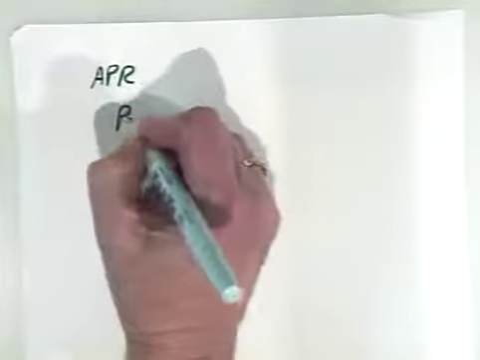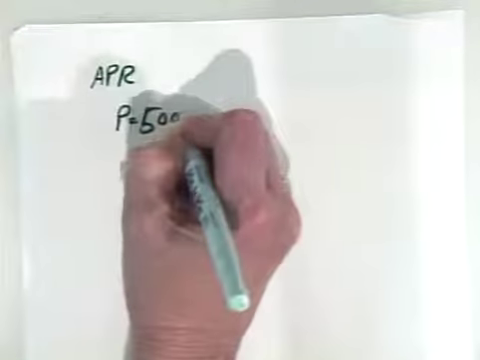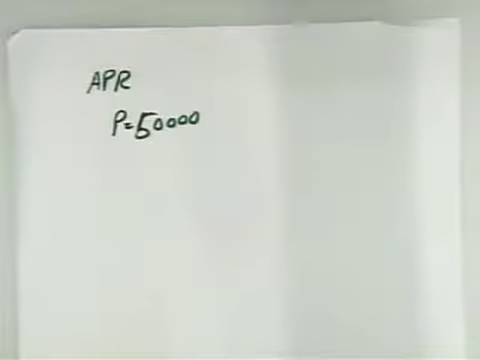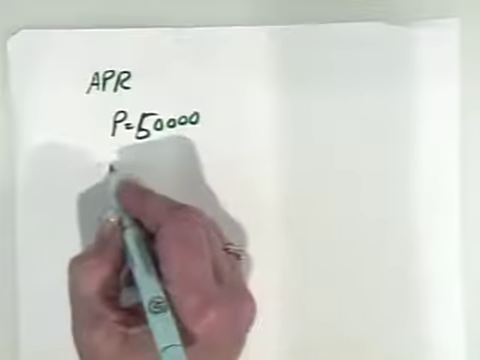So I want to know what the APR is on... Give me an interest rate. Oh, $50,000. Okay. I want an interest rate. Give me a percentage. 9%.